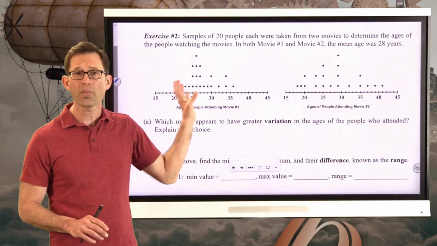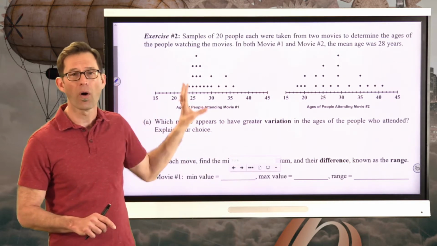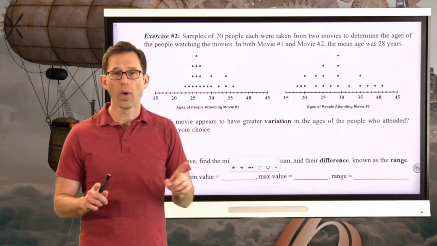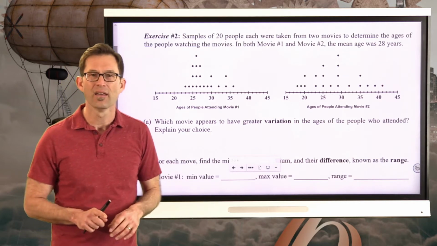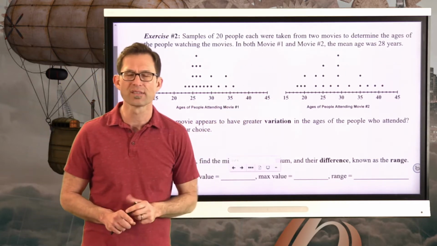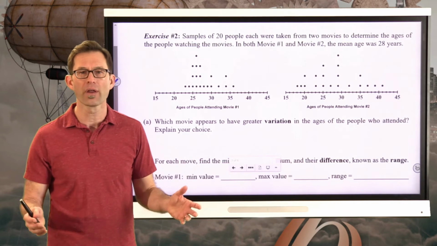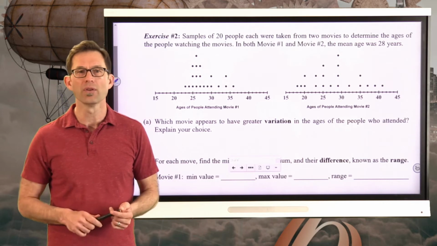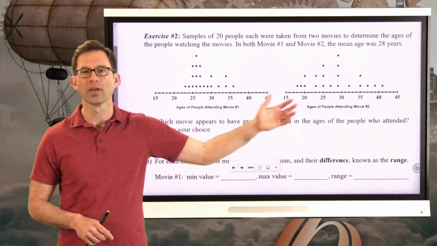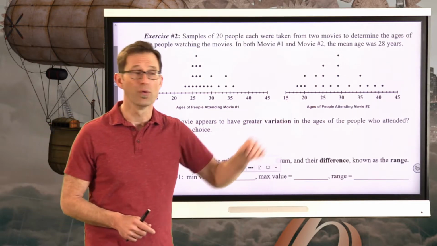All right, but here are the distribution of 20 people that saw these movies. And for both of them, if you added up all of the ages and divided by 20, what you'd find is that the average or mean age was 28 years. And yet, you can even see, just looking at the dot plots, that these are 2 very different data sets. Which one of them appears to have more variation in the ages of the people who attended? Pause the video now, write down which one you think it was, and how you determined that by looking at the 2 dot plots. Well, I'm hoping you said movie 2.